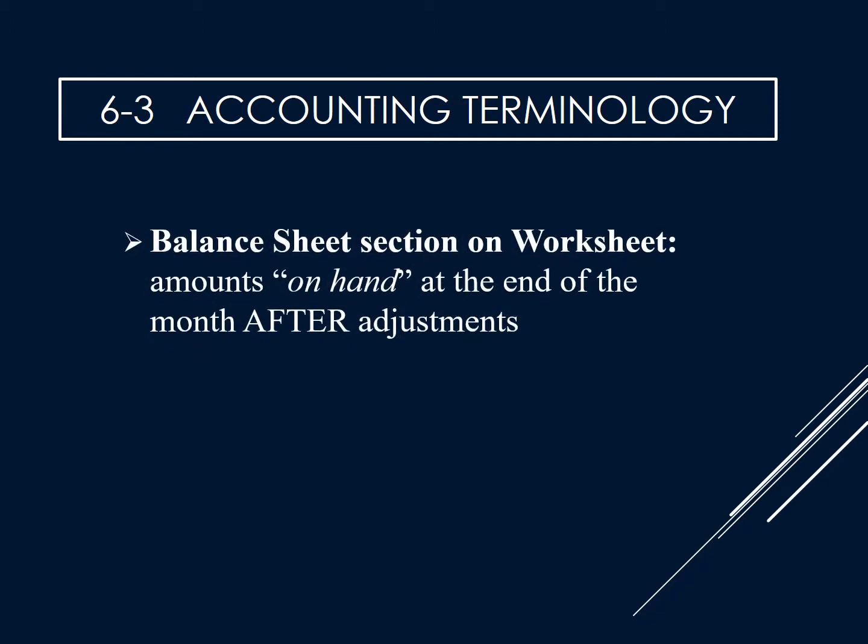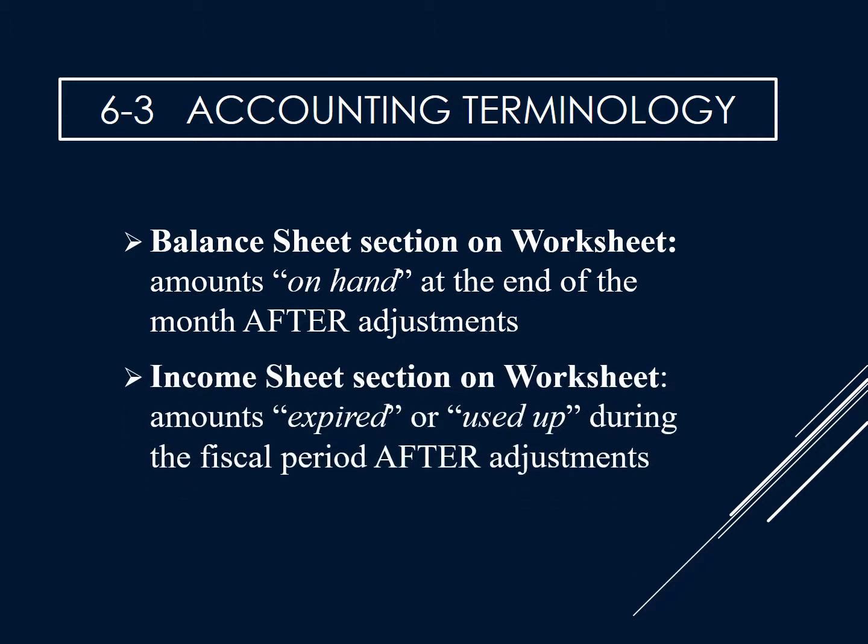The balance sheet section on a worksheet. The balance sheet section shows the amounts on hand at the end of a fiscal period after all of the adjustments. The income statement section on a worksheet shows the amount expired or used up during the fiscal period after all the adjustments have been made.